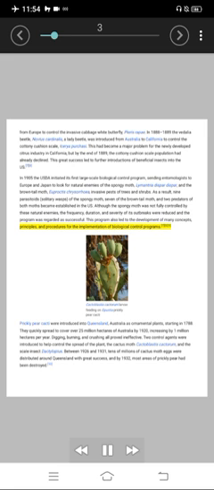Cactoblastis cactorum larvae feeding on Opuntia prickly pear cacti. Prickly pear cacti were introduced into Queensland, Australia as ornamental plants, starting in 1788. They quickly spread to cover over 25 million hectares of Australia by 1920, increasing by 1 million hectares per year.